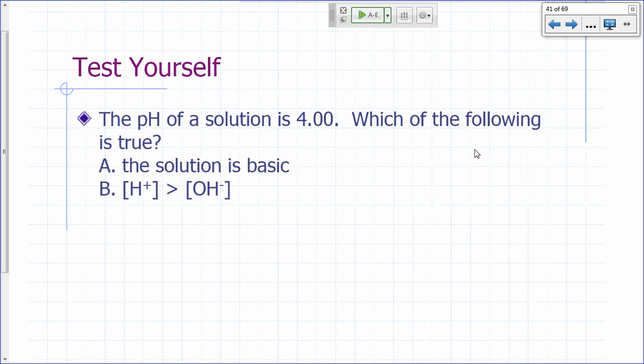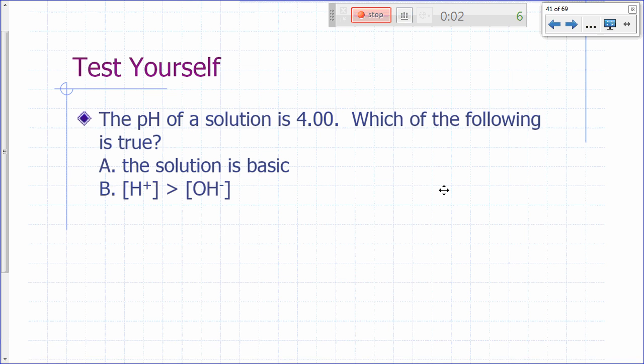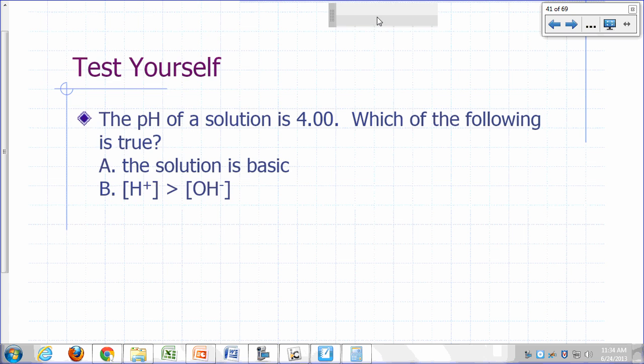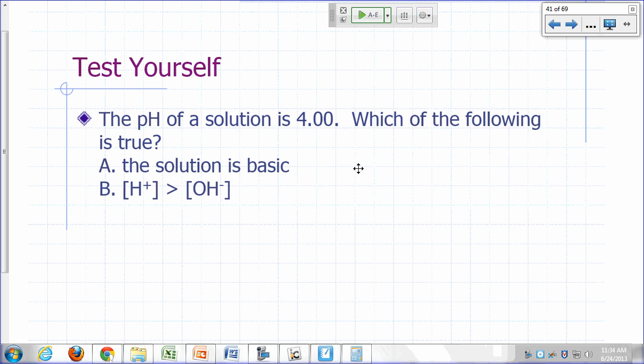So, clicker question. The pH of a solution is 4. Which of the following is true? A, the solution is basic. B, H plus is greater than hydroxide. Very good. pH 4, less than 7, acidic. So A is obviously wrong. And if it's acidic, then you have more H plus, right?